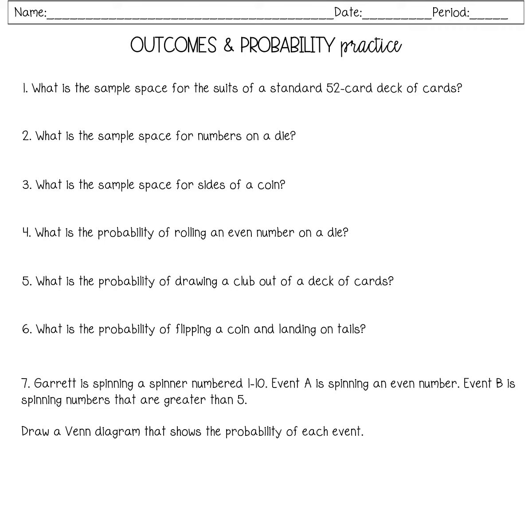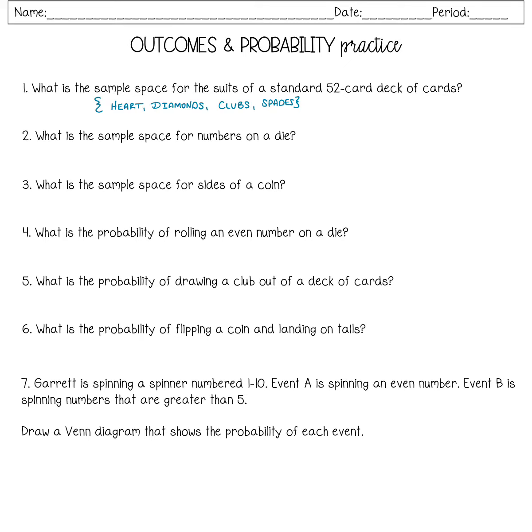What is the sample space for suits of a standard 52 card deck of cards? So the number of suits, there's 4 of them. So we got hearts, diamonds, clubs, and spades. So if I'm pulling a suit, I could pull a heart, a diamond, a club, or a spade.